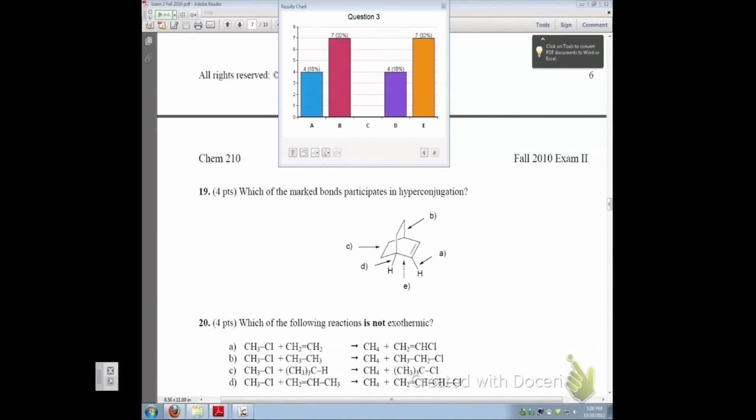Number 19, if you look at the answers, I know it's a little small for some of you in the back, but it's a spread of answers between A, B, D, and E, and none of them are really favored by that much. So this allows me to see where students are lacking a little bit, where the material might have been a little light, or what they might have questions about.